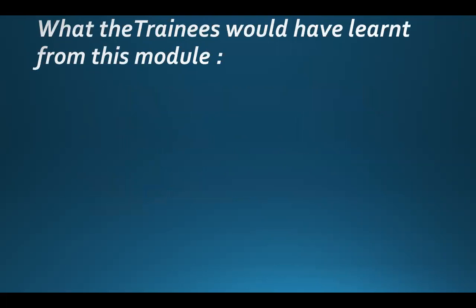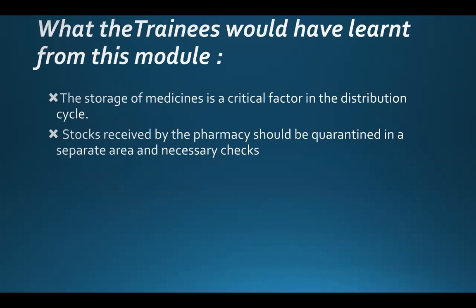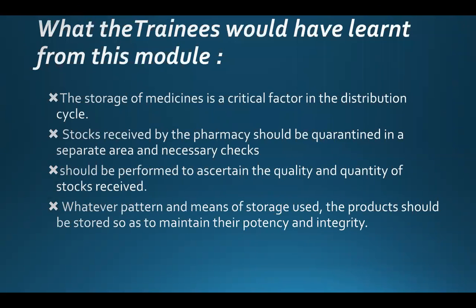What the trainee would have learned from this module. In conclusion, you may have learned that the storage of medicine is a critical factor in the distribution cycle. Stocks received by the pharmacy should be quarantined in a separate area and necessary checks should be performed to ascertain the quantity and quality of stock received. Whatever pattern and means of storage used, the products should be stored so as to maintain their potency and integrity.